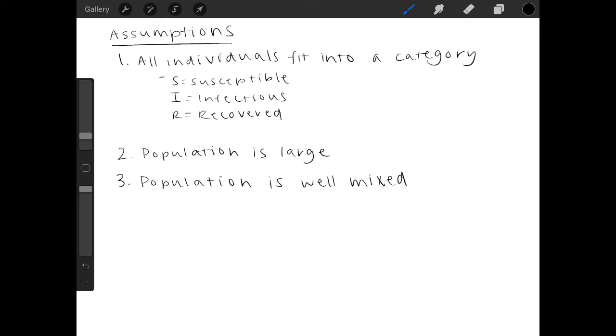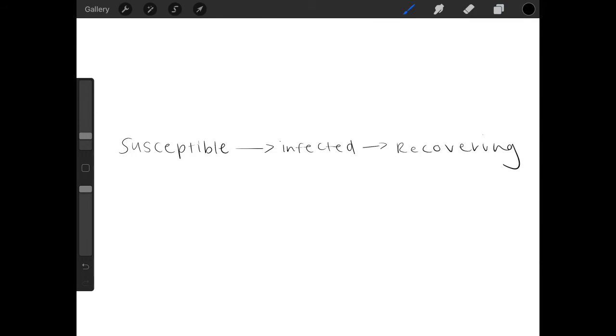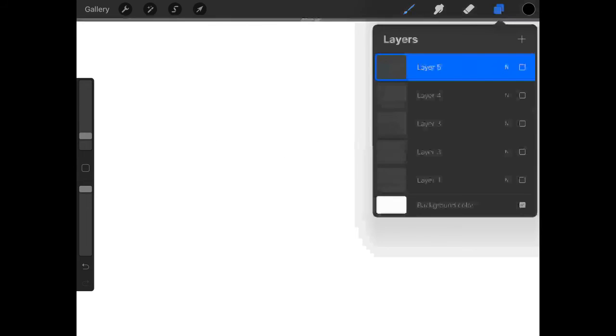Now, the third assumption that we can make is that the population is well mixed. So this just means that everyone can come into contact with the same fraction of people in each category each day. So this is just a little diagram showing that the susceptible individuals get infected and then they go into recovery.